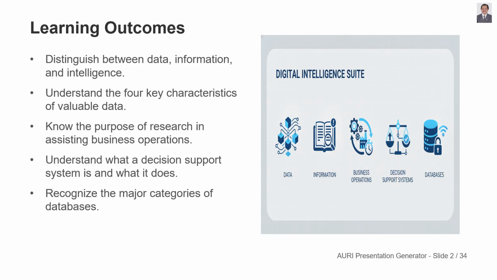We will discuss the 4 main characteristics of valuable data. You will also know the purpose of research in supporting business operations. Furthermore, you will understand what a decision support system is and what it does. Finally, we will cover the major categories of databases.